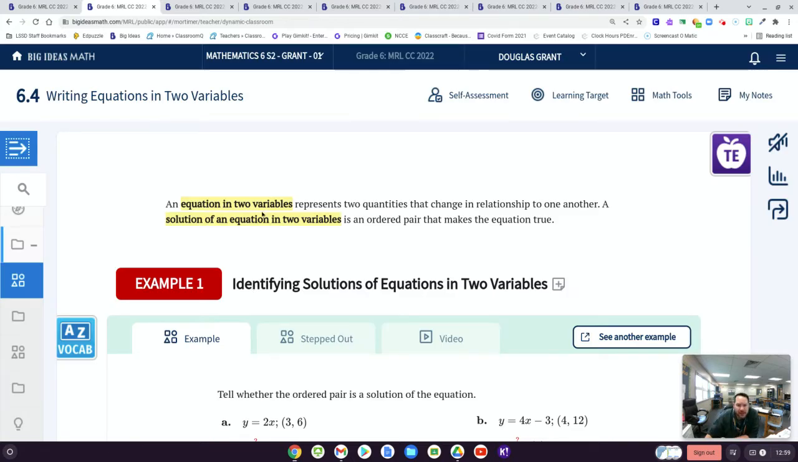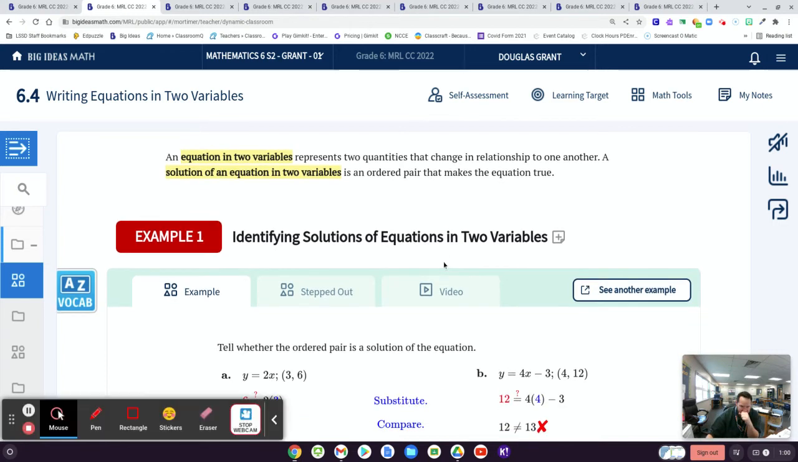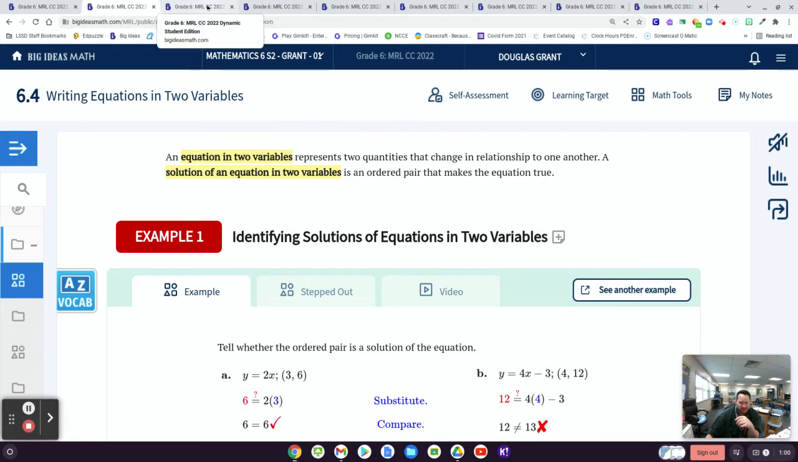An equation in two variables represents two quantities that change in relationship to one another. A solution of an equation in two variables is an ordered pair that makes the equation true. Like if we had a graph with an x and y value, that's an ordered pair, and any ordered pair that makes the equation true is a solution. Let's do an example of that. Also, if you're a note taker, which you should be, this is a great thing to add to your notes.